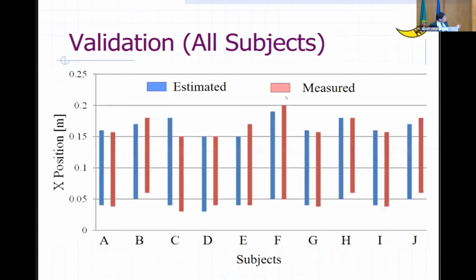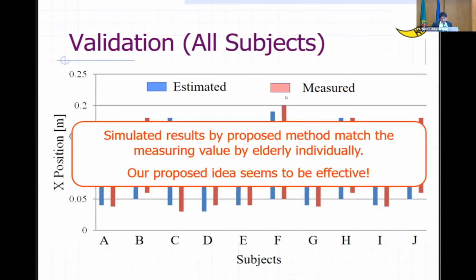We tested 10 subjects. Blue is the estimated result, and red is the real measurement result, almost the same. So we can say the simulated result evaluated by the proposed idea seems to be effective.